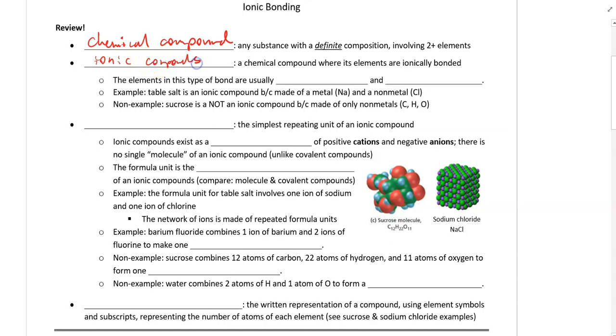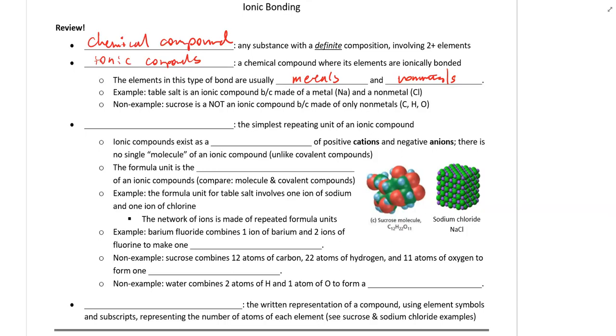Now, with ionic compounds, a couple of characteristics. First of all, the elements in this bond typically involve metals and nonmetals. And you see some examples here. Table salt is an ionic compound because it's made of a metal, sodium, and a nonmetal, chlorine. So sodium chloride, that's an ionic compound. As a non-example, our friend sucrose, which is basically table sugar, is not an ionic compound because it's made of only nonmetals, C's, H's, and O's. None of those count as metals.